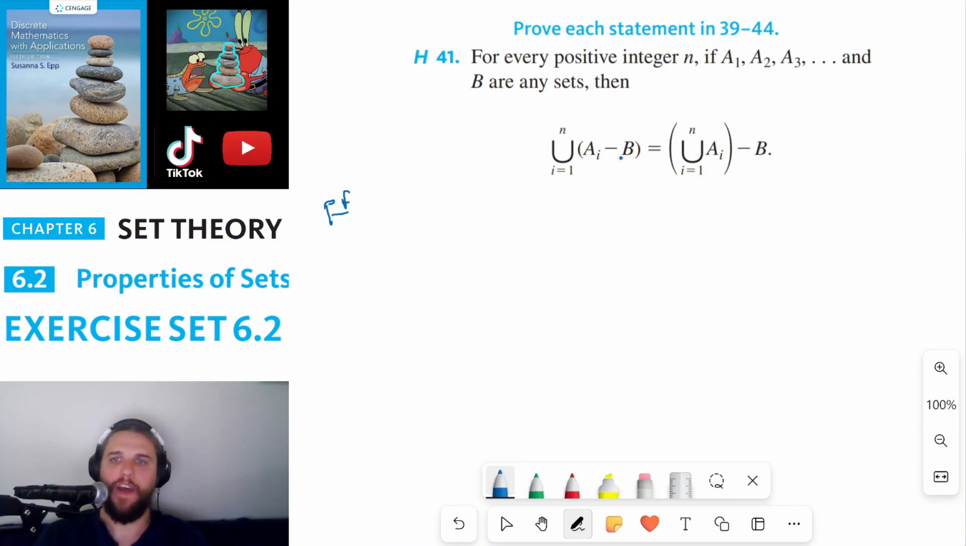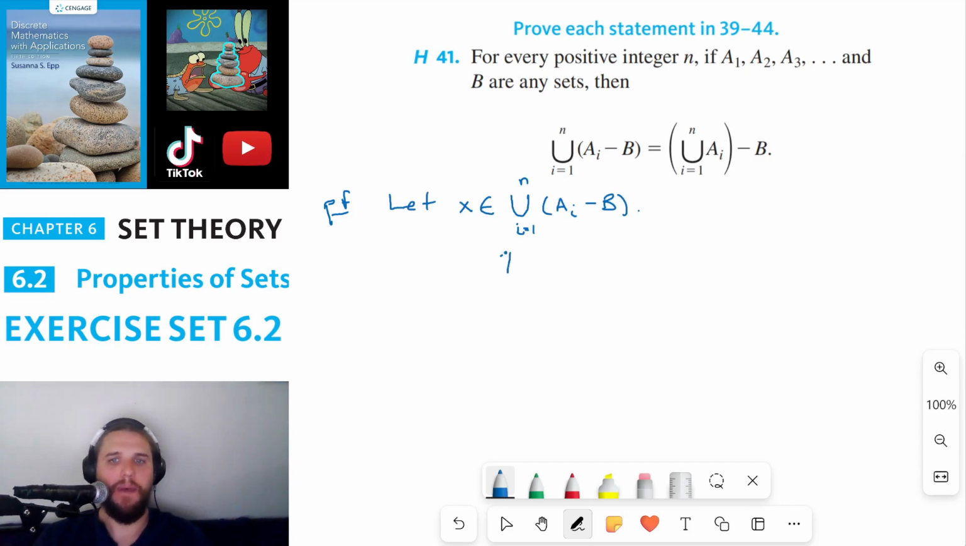Now we're trying to prove that two sets are equal to each other, which means that we first have to show that this set is a subset of the other set. That's the first part of this proof. And to do that, we're going to let x be an arbitrary element from this first set.